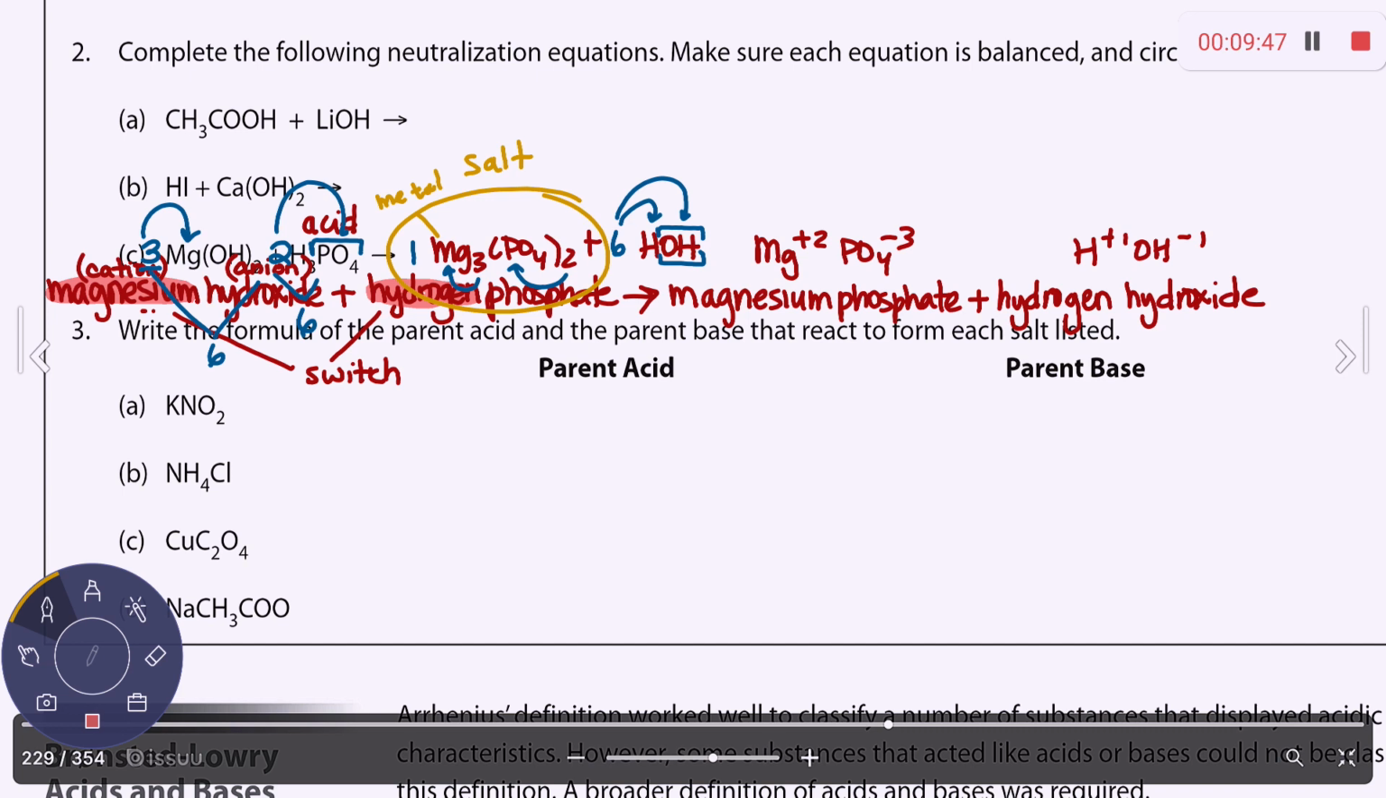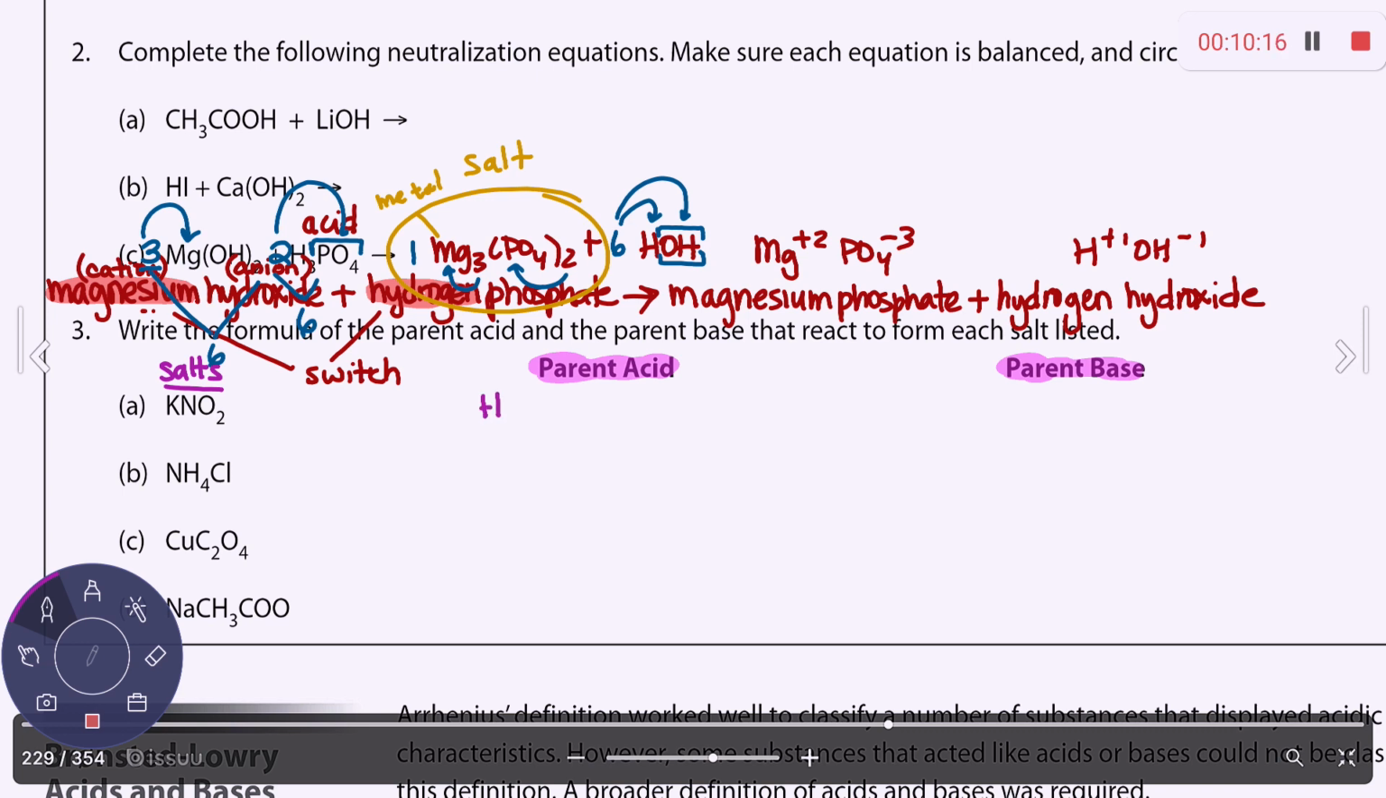Lastly, number 3. Number 3 gives you a bunch of salts. So what I'm going to do here is I'm going to write that these are salts. And then they ask you from that salt to identify what acid it came from. They call that the parent acid. And what base or parent base produced it.